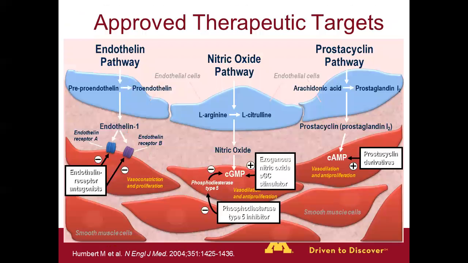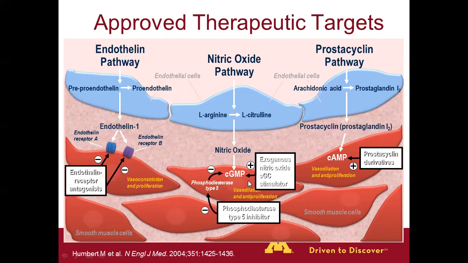Okay, so these are the three pathways right now. All these therapies are based on the endothelin pathway, nitric oxide pathway, and prostacyclin pathway. This is the lumen of the blood vessel. It's a cross section of your pulmonary artery. These are the endothelial cells, and then this is your smooth muscle. These vasoactive substances are produced in the endothelium. They go into the smooth muscle and act on it. So what does endothelin do? Endothelin binds to these receptors A and B and causes vasoconstriction and proliferation.